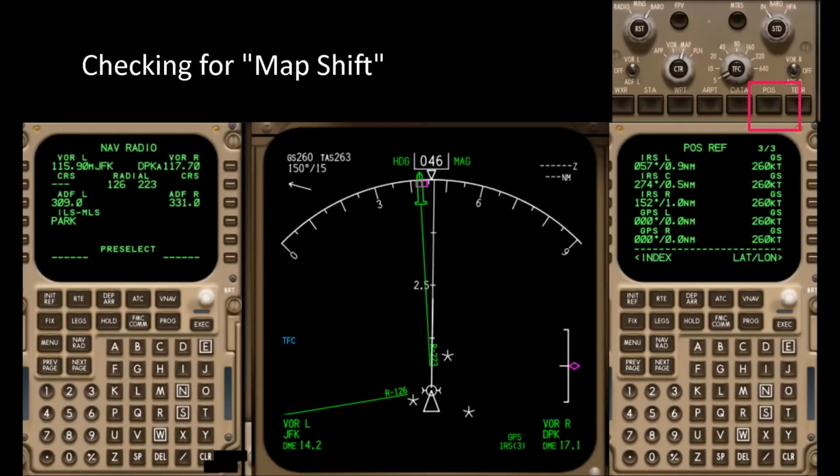For the FMC to navigate accurately on a non-precision approach, you need to ensure its position is accurate. If GPS is functioning correctly, there shouldn't be a problem. If you want to check for map shift, then you use the pause button on the FS display. Press that and you'll get, depending on scale, 3 little snowflakes, which is the position of the 3 IRSs, and you can check those on the POS REF page as shown here.